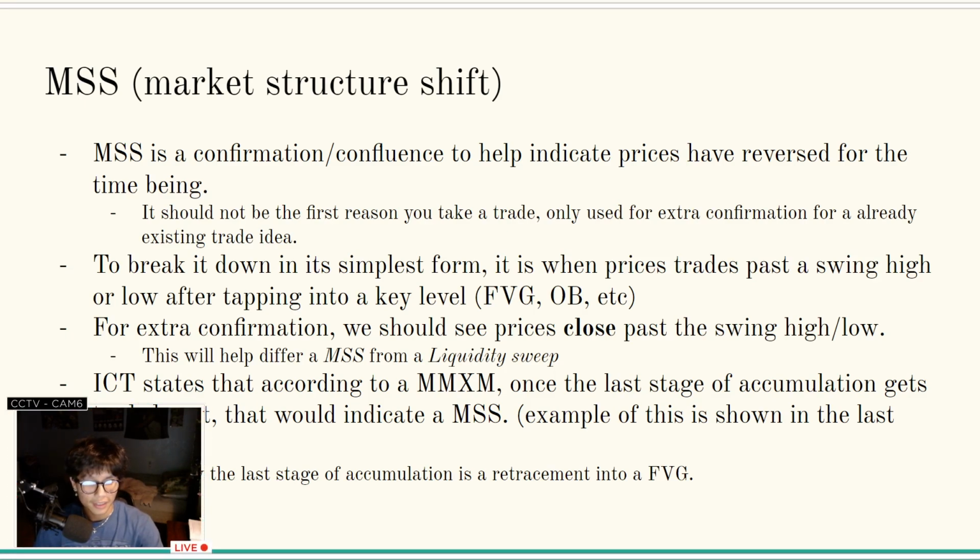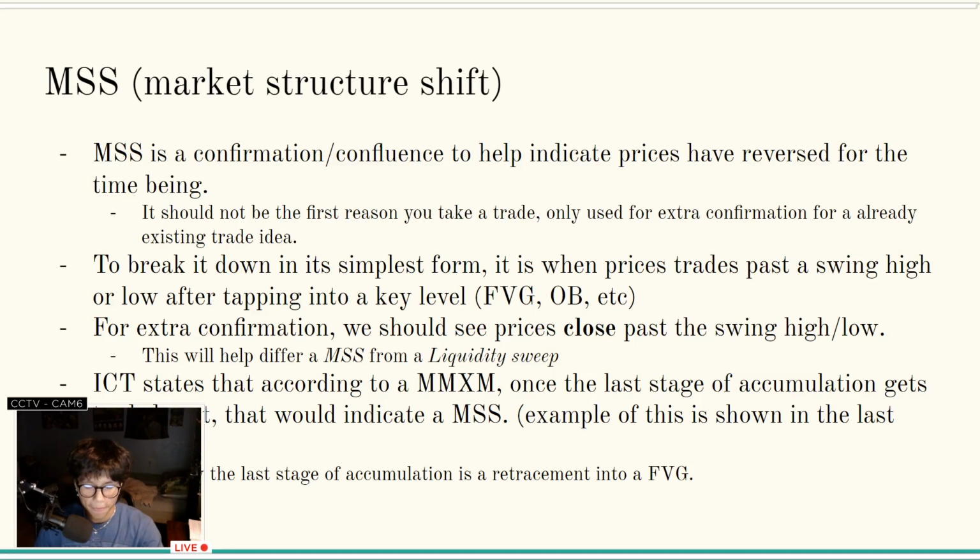And my last point is that ICT states that according to a market maker model, once the last stage of accumulation gets traded past, that would indicate a market structure shift. So not every break past a swing high or swing low is going to be considered a market structure shift.